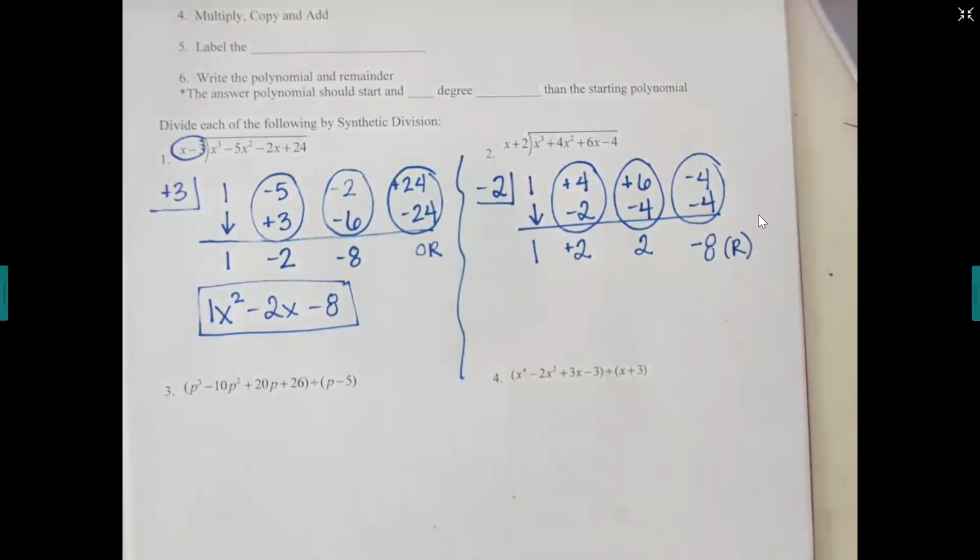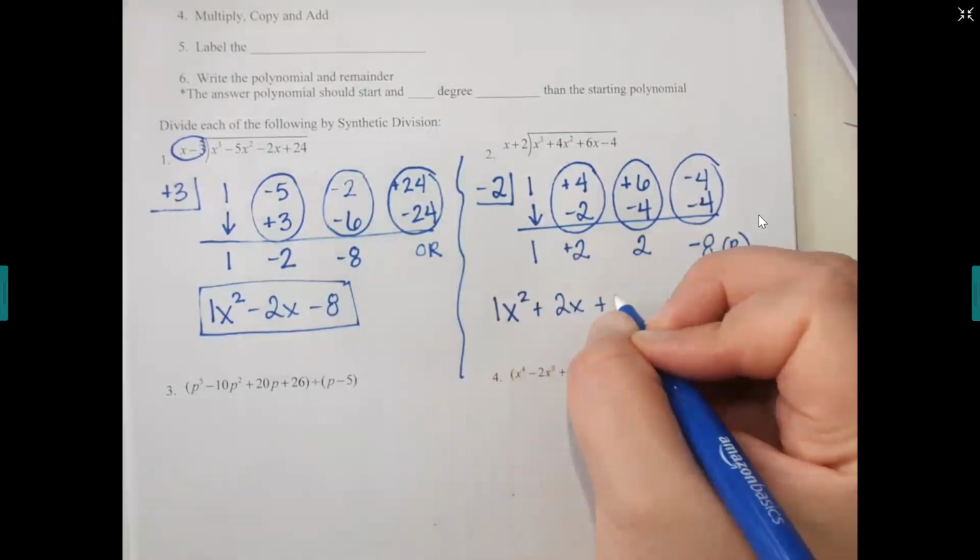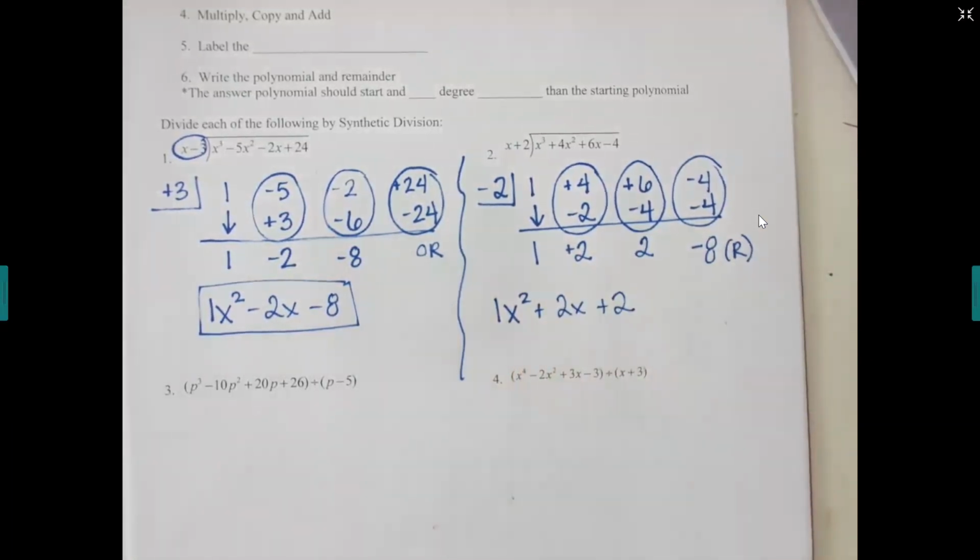Okay, then remember, if my answer started as an x cubed, how is my final answer going to be? Starts as an x squared, because it's always going to start one power less. To be 1x squared plus 2x plus 2.